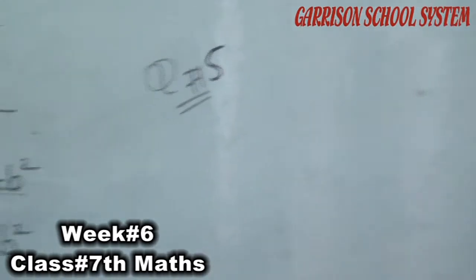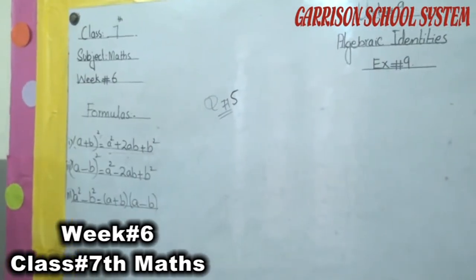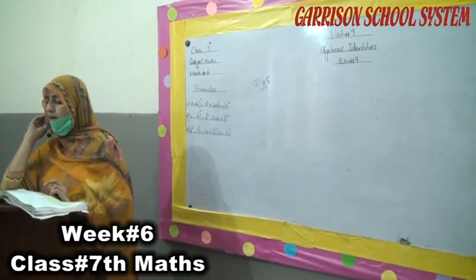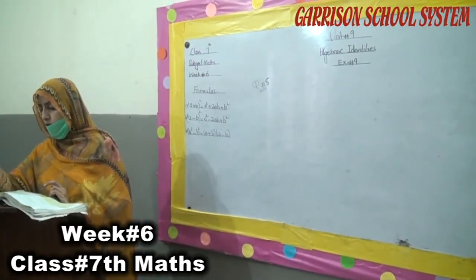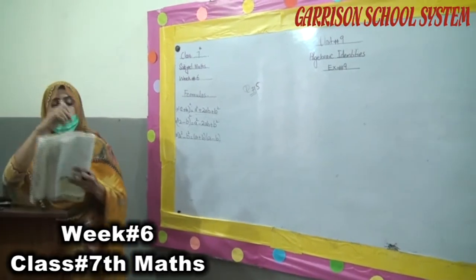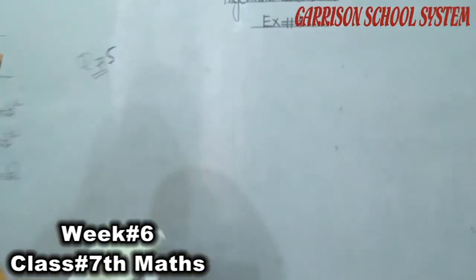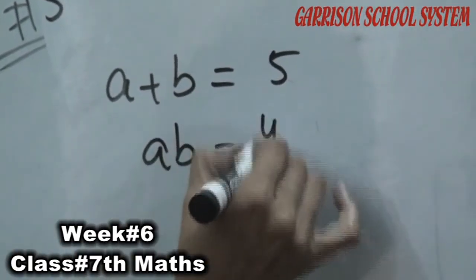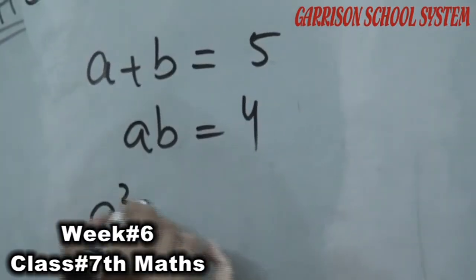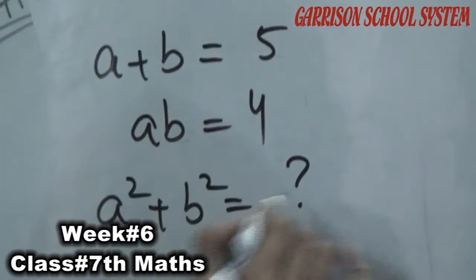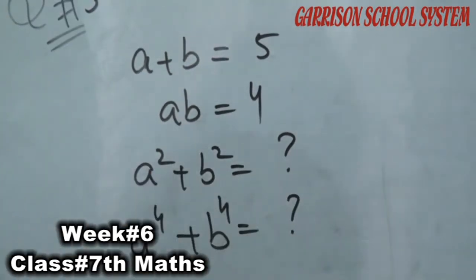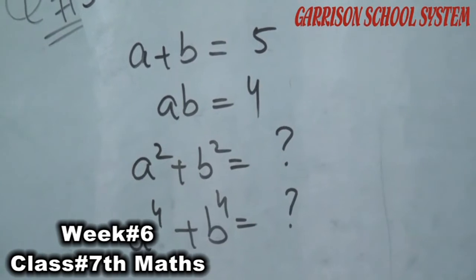Find the values of A square plus B square and A4 plus B4 when A plus B is equal to 5 and AB is equal to 4. The given data is A plus B is equal to 5 and AB is equal to 4. We have to find A square plus B square and A4 plus B4.